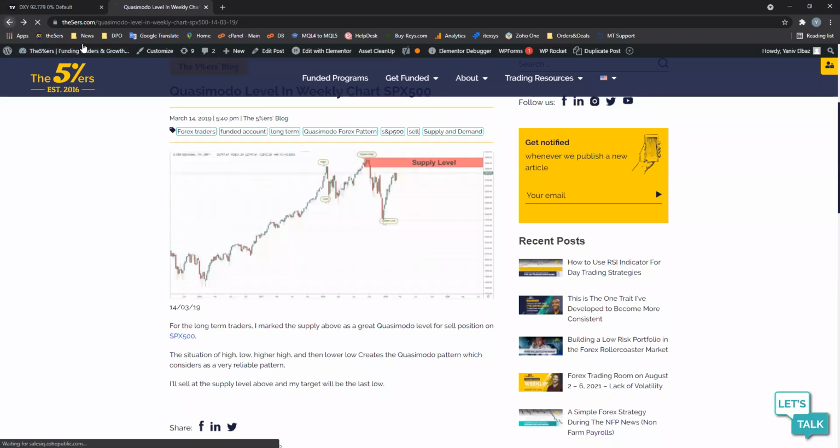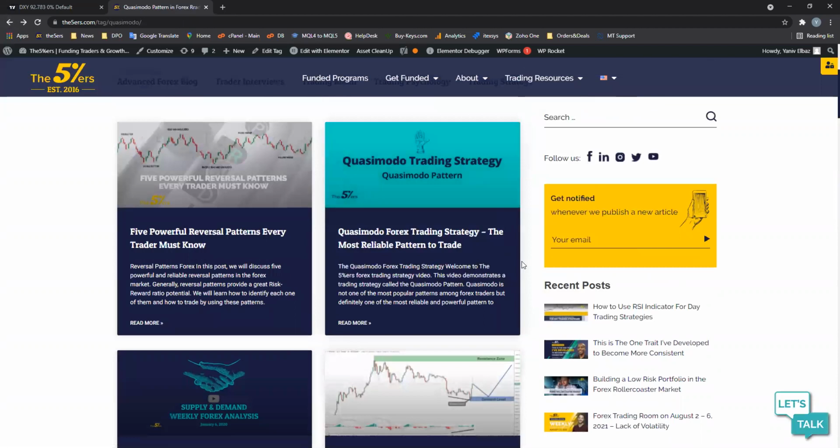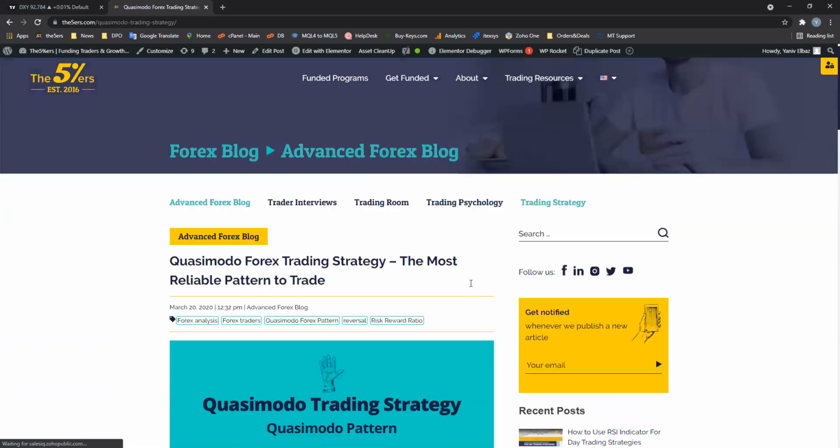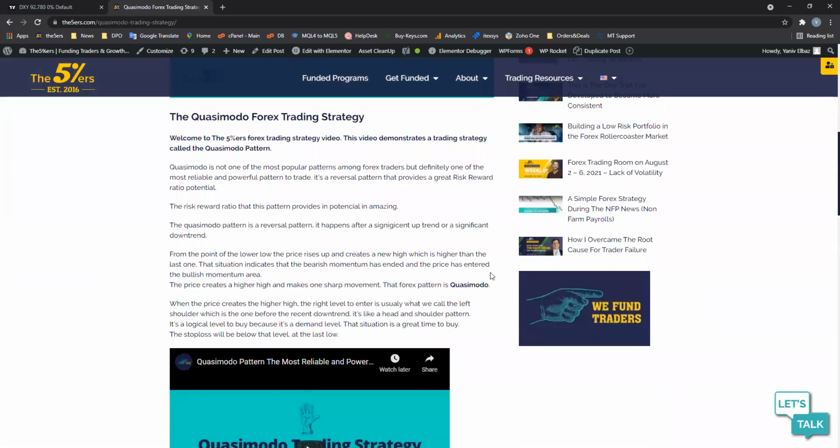Again, there are lots of videos, lots of material, lots of explanation about the Quasimodo trading strategy, with written material and with videos. It's a reversal pattern, and you see it creates a new high, which is higher than the last one, but eventually with bearish momentum there's a sharp movement downwards in the case of a bearish Quasimodo, to form a lower low.